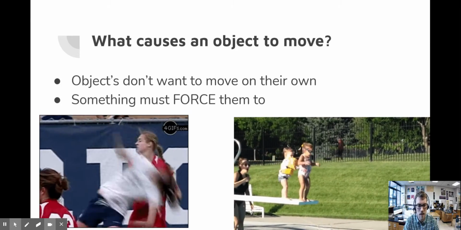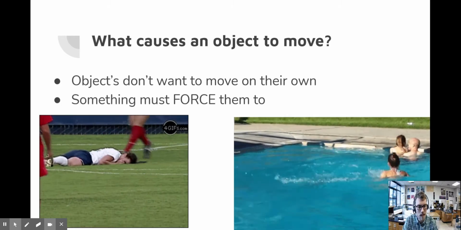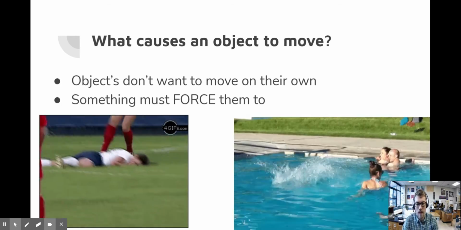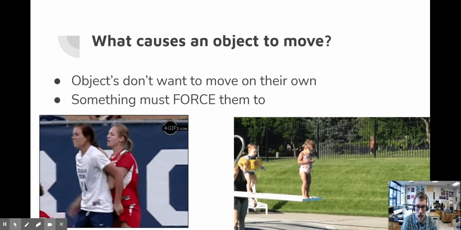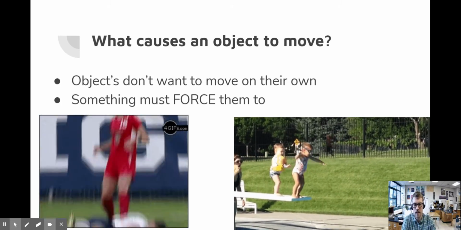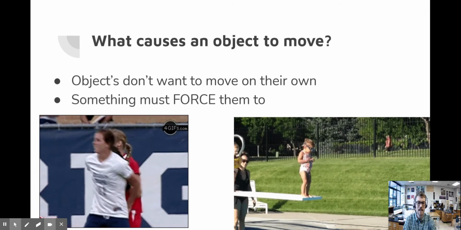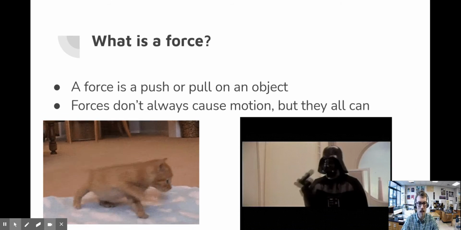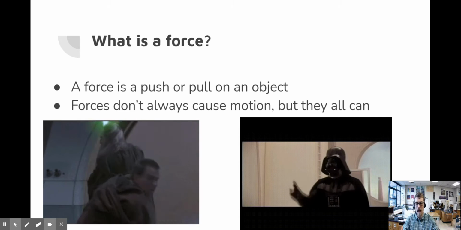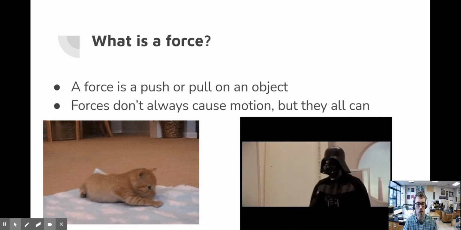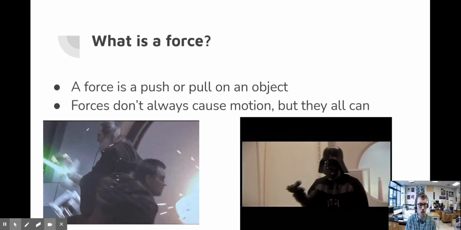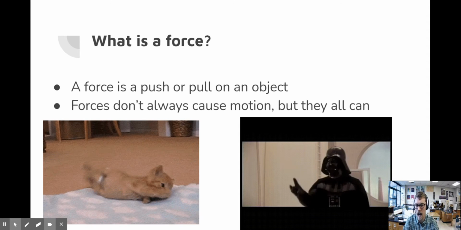So in both of these examples, right, we've got the kid standing on the diving board, the other kid comes up behind and pushes, right? That's a force. Or we've got the two college players playing soccer, right? The one girl pulls the other one down, right? That is a force. So what is a force? What's a formal definition? A force is a push or pull on an object. Okay, so forces are pushes or pulls on an object.